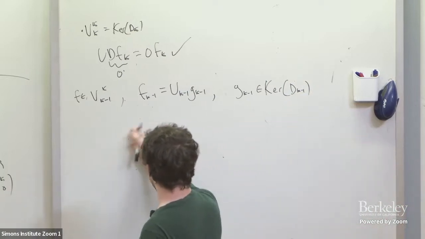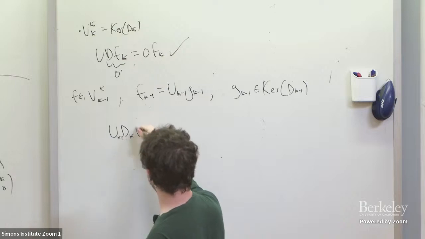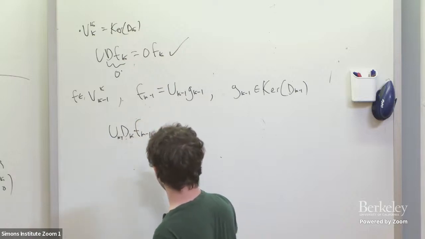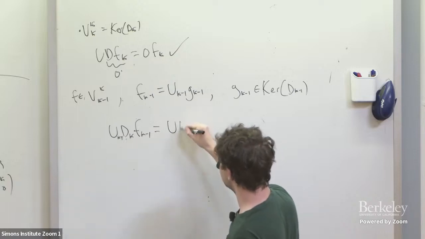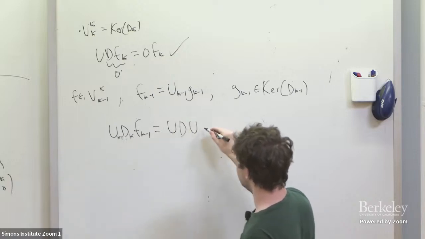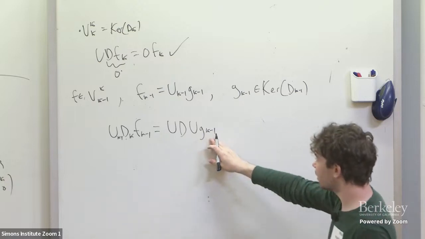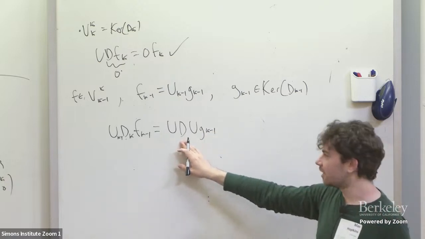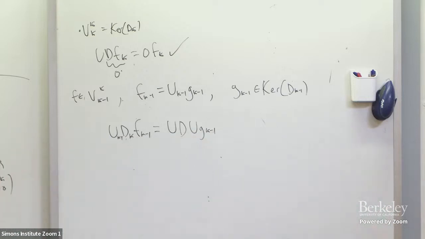Now I want to look at U D_{k-1} of f_{k-1}. Okay, this is equal to, I'm going to maybe drop the indices, U D U of g_{k-1}. So g_{k-1} is in the kernel of D, right? The natural thing to do is now to apply the random walk theorem and flip D and U.